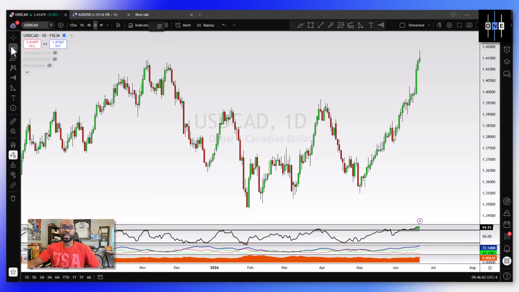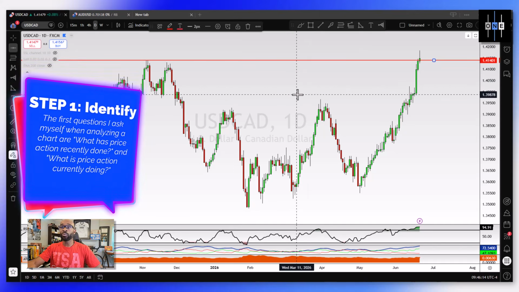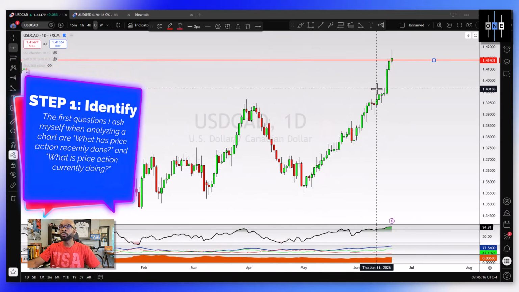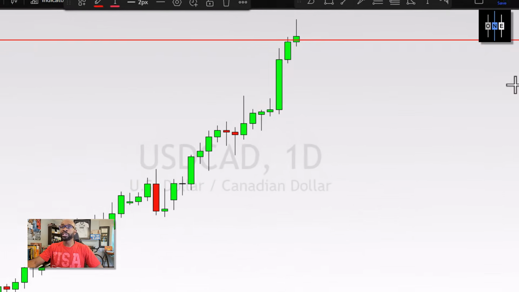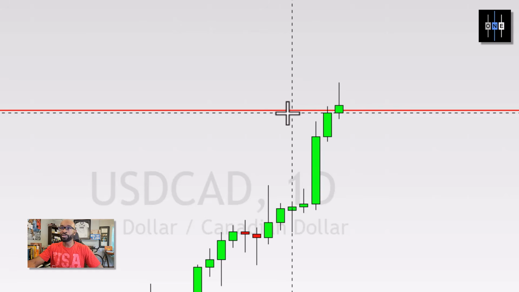Something I like to do is take my horizontal line tool. I like to draw it at our most recent level of structure. Structure is important to me, so it's the first thing I always ID on a chart. And I ask myself, what has price action recently done? Well, if I zoom in, we're going to see that price action at one point tested and held this level of structure, creating a new high.